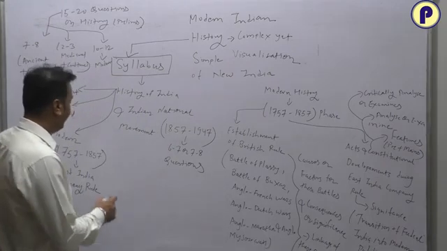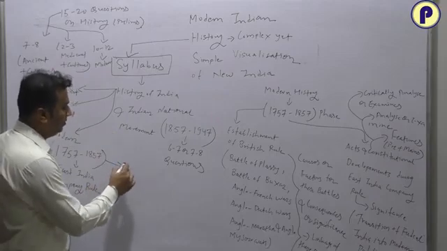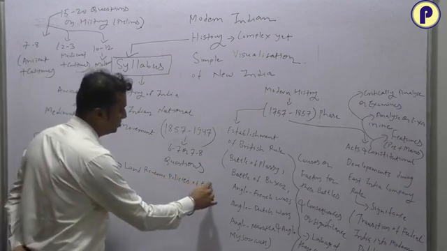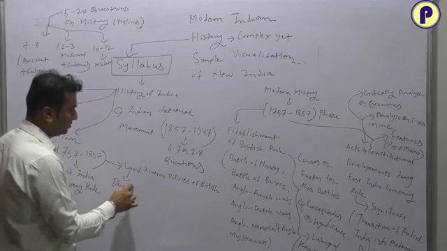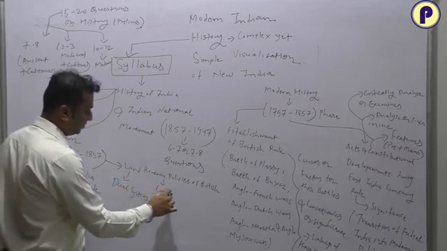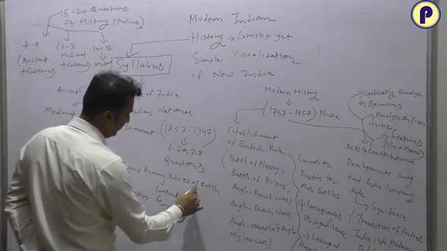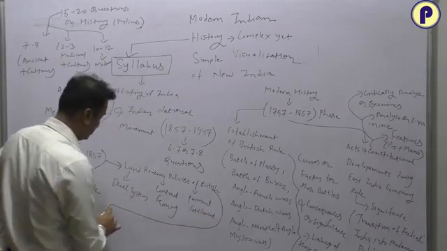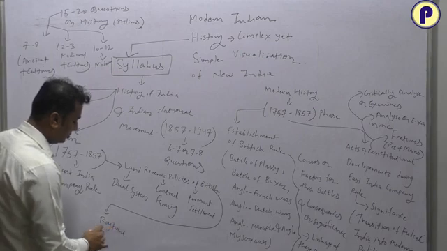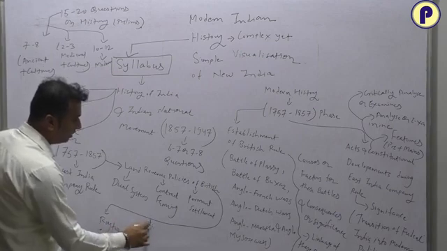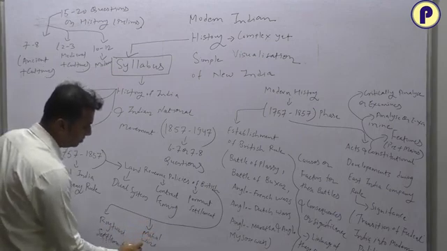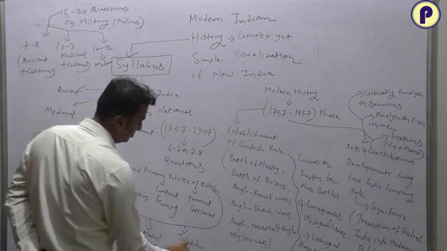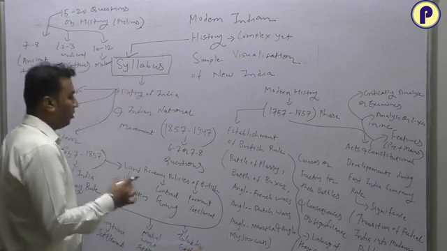Then the next aspect on which the questions will be asked: land revenue policies of the British. Okay, so dual system, contract farming, permanent settlement, Ryotwari settlement, Mahalwari settlement, Talukdari settlement, all these land revenue policies.